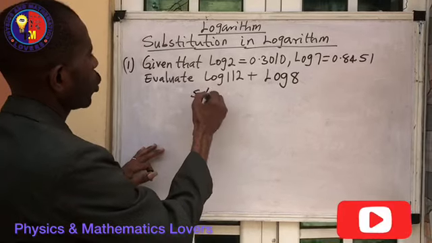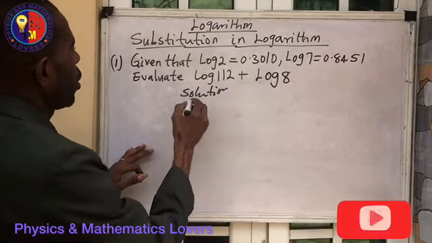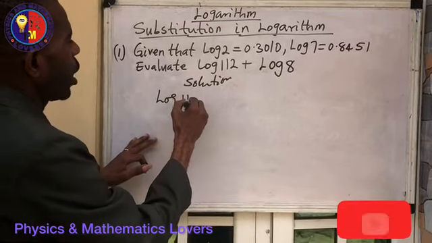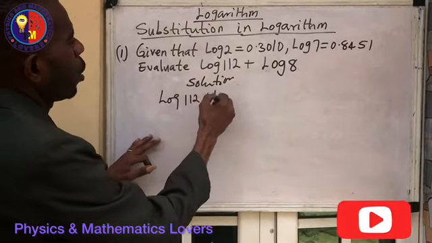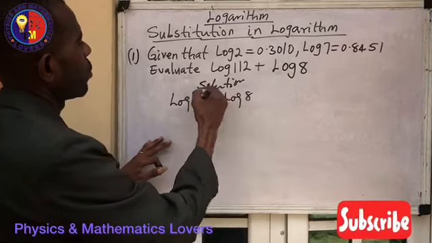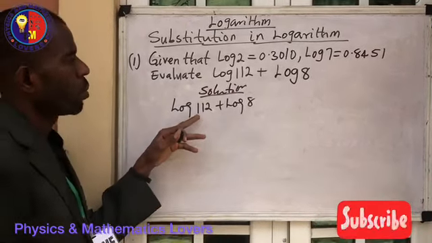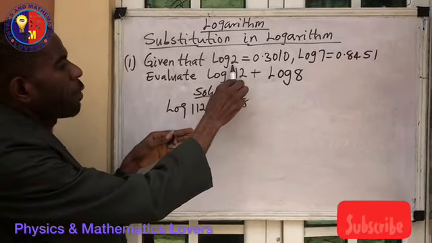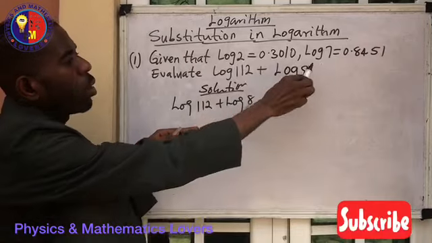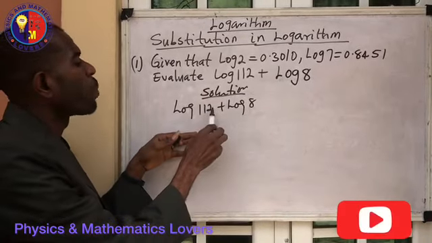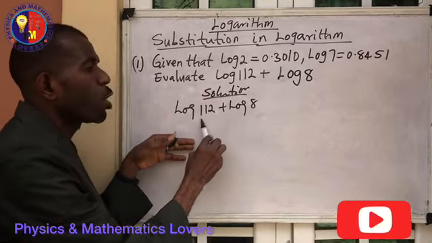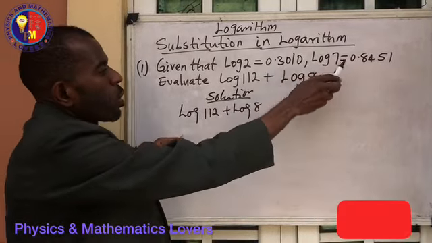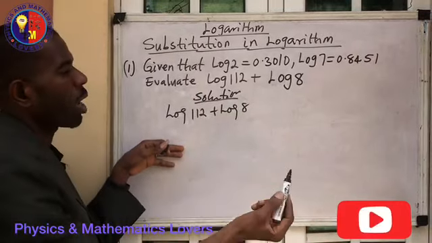Now let's go. Let's write the solution. We are going to evaluate log 112 plus log 8. If you notice now, we have log 112, and what we are given here is what? Log 2 and log 7. We are going to make sure that we break all this log into 2 or 7, so that at the end of the day, we are going to use these values that are here to replace them. What are we going to do now?